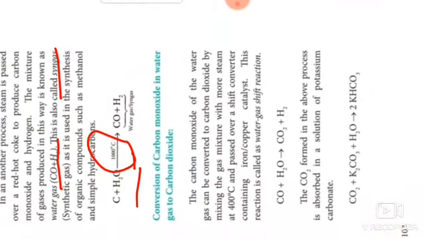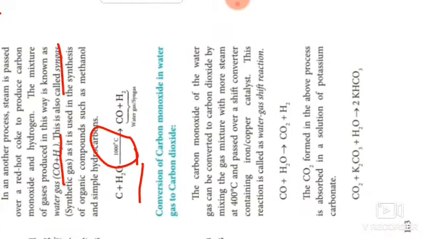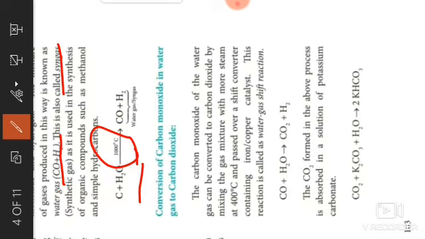Next is the conversion of carbon monoxide in water gas into carbon dioxide. Carbon monoxide is first converted into carbon dioxide by mixing the gas mixture with more steam at 400 degrees Celsius and passing it over a shift converter containing an iron copper catalyst. The reaction is called the water gas shift reaction.